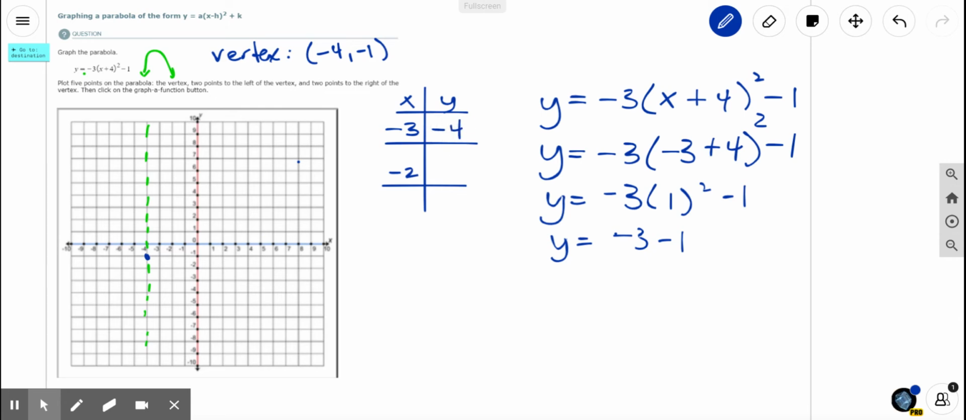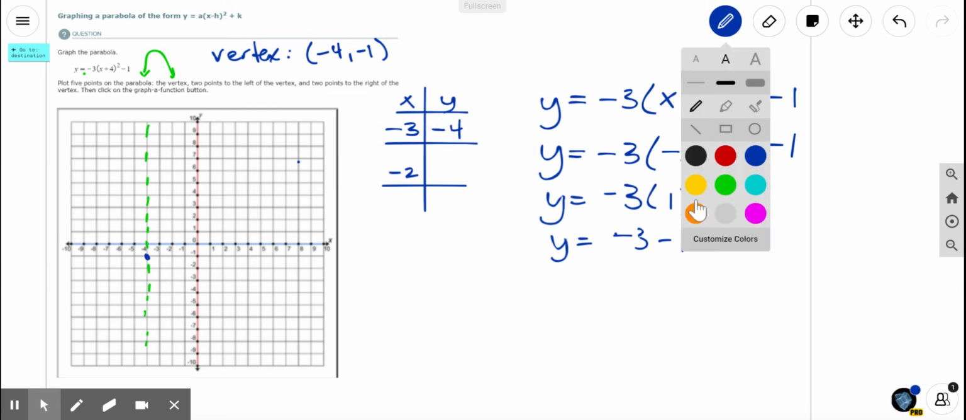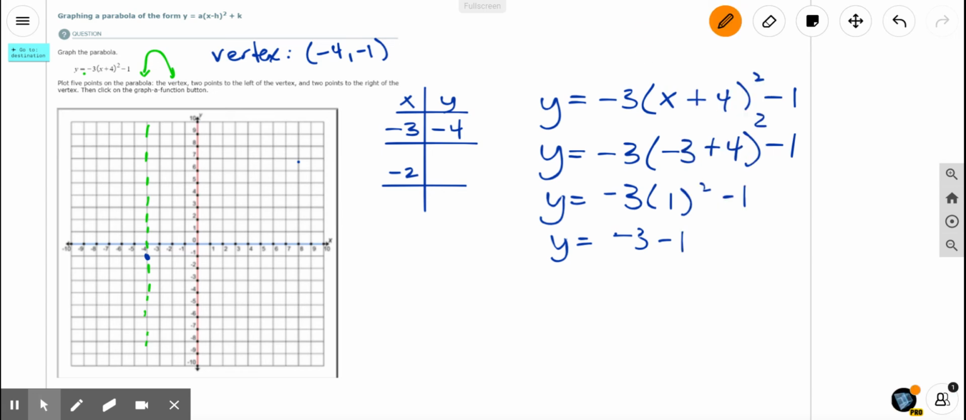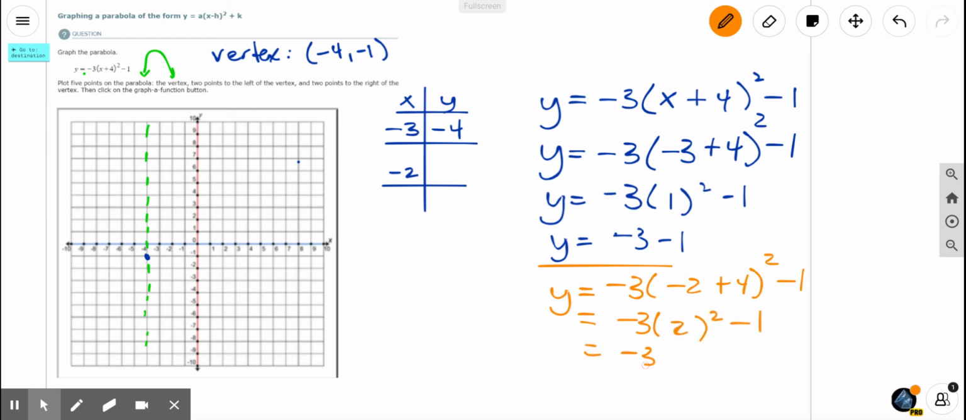Okay, then let's do another point. I'll do it in a different color just because we're going to plug in a -2. Now you could go back here and erase, but I don't want to. That's too much work. So y equals -3 times -2 plus 4 squared minus 1. -3 times 2 squared minus 1. -3 times 4 minus 1. -12 minus 1 is -13.